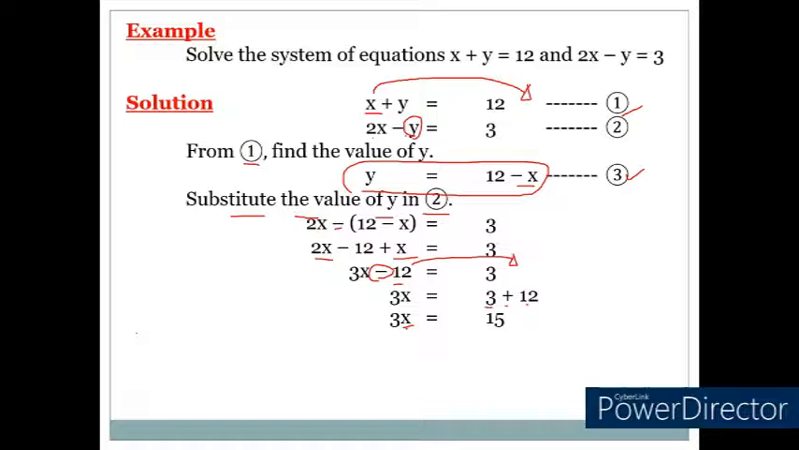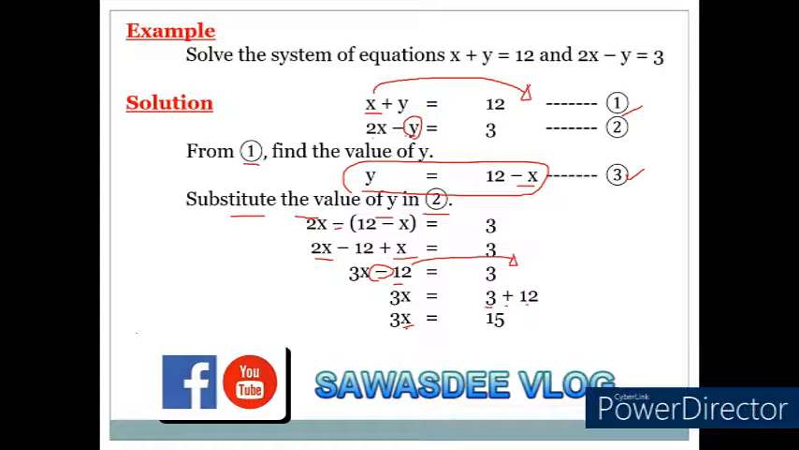But as you can see here on the left-hand side, we have the coefficient of x, which is 3. So we need to look at another property of equation, which is the division property. We need to transfer this 3 to the right-hand side. So x is equal to 15 over 3. We have the multiplication property here, and if we transfer it to the right side, it becomes the division property. And then x is equal to 15 divided by 3 equals 5. Now we already got the value of x, which is 5.